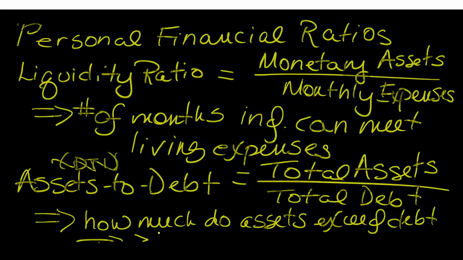I'm running out of space. So we want this to be greater than 1, because then that means that our assets will be greater than our debt. And that is just one of a couple of debt ratios that we're going to look at. Let's pause here and I'll move to another page and we can go on with a few more ratios.